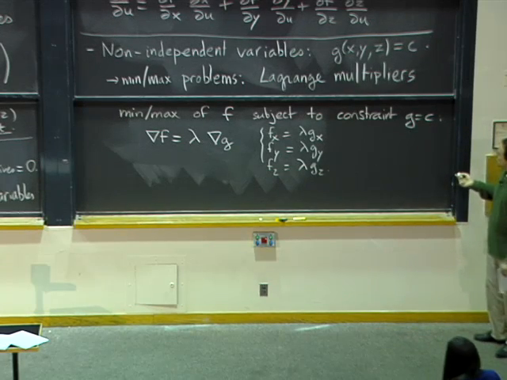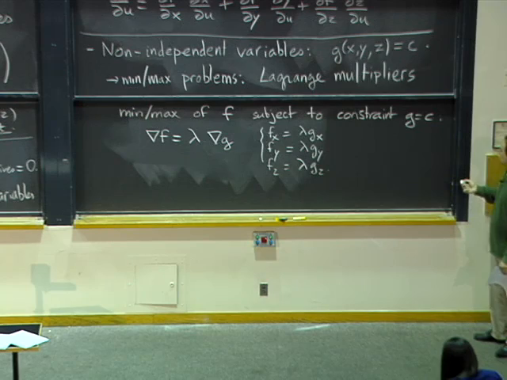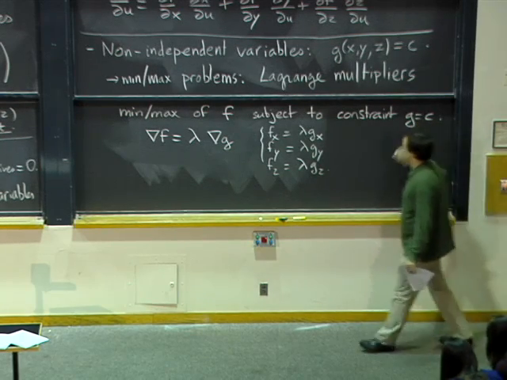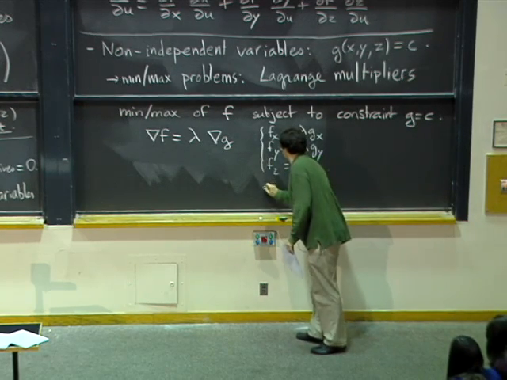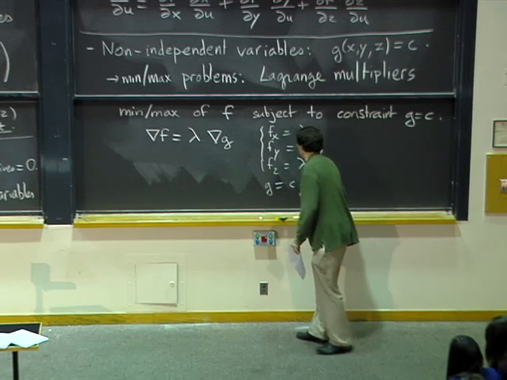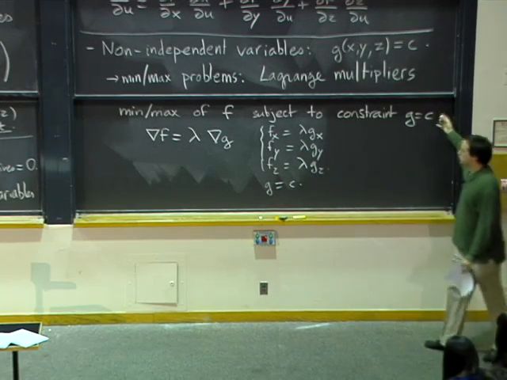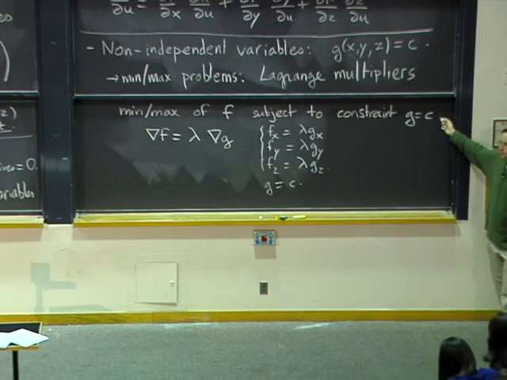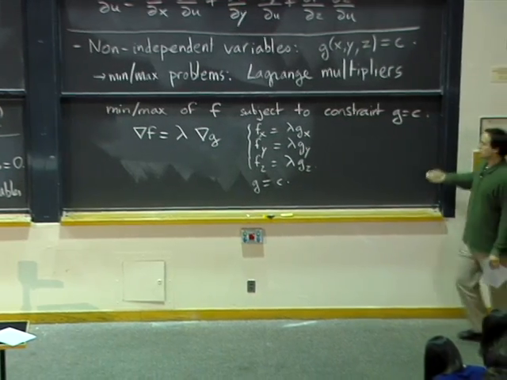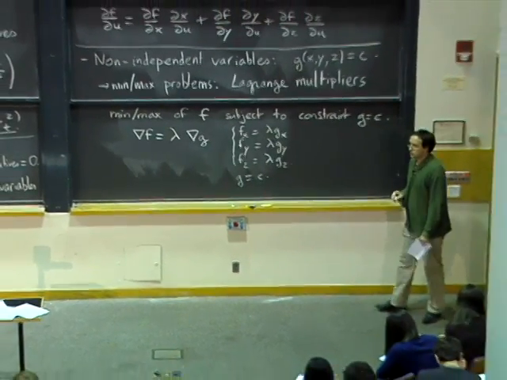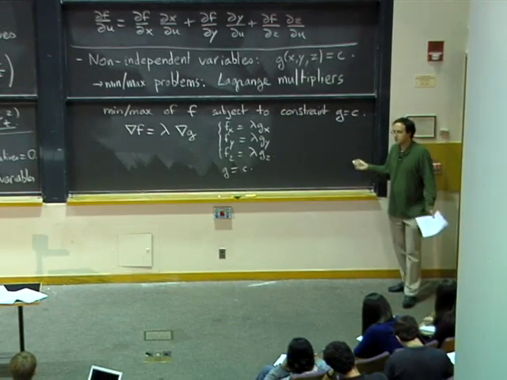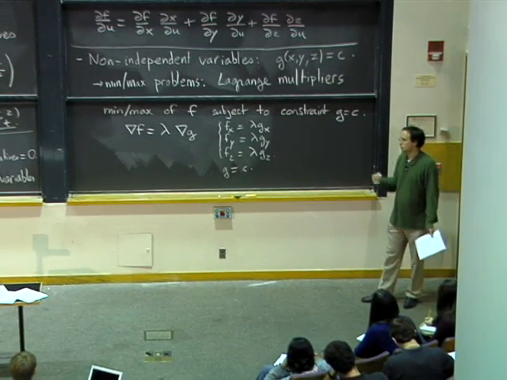What's wrong? Well, we don't actually have four independent variables. We also have this relation g equals, well, whatever the constraint was, relating x, y, and z together. So then we can try to solve this, and depending on situations, it's sometimes easy and sometimes it's very hard or even impossible.